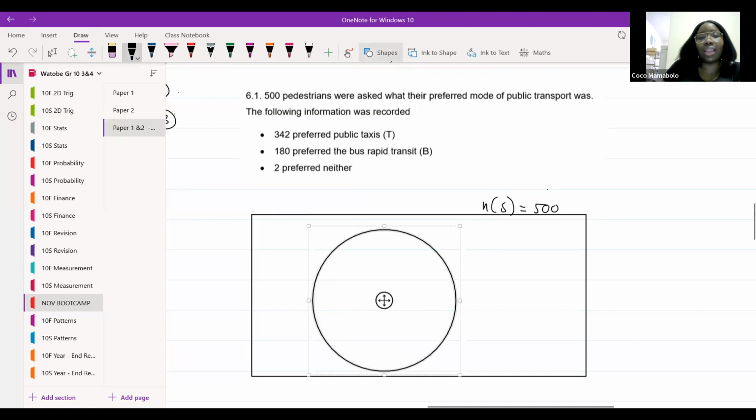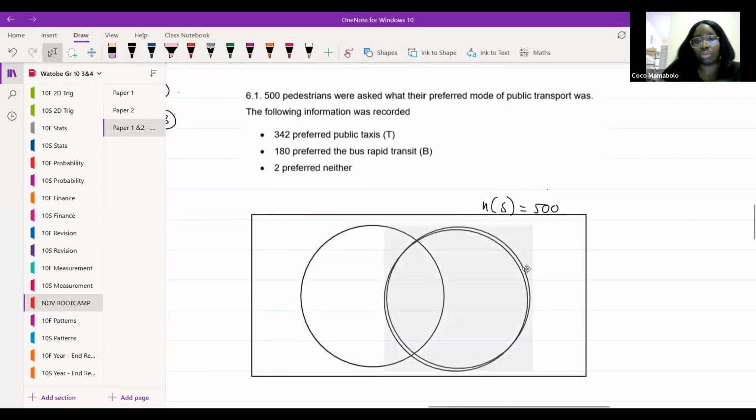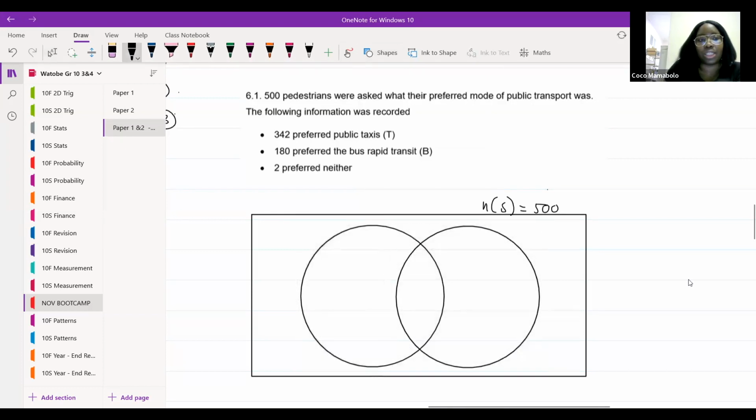There we go. That tells me that we're going to get an intersection in this particular question, right? So I'm going to name this part T, and I'm going to name this part B. This is for public taxis, and this is for the bus rapid transit. Now, I already know that 2 people preferred neither, so those 2 people need to go outside my 2 circles. They're going to sit on the outside.